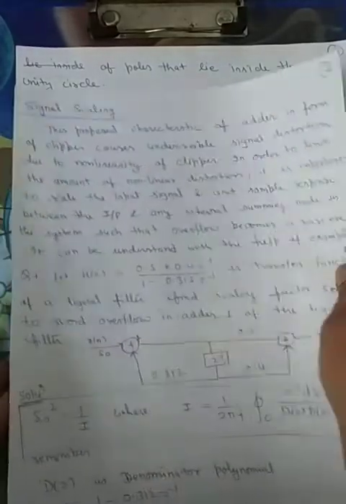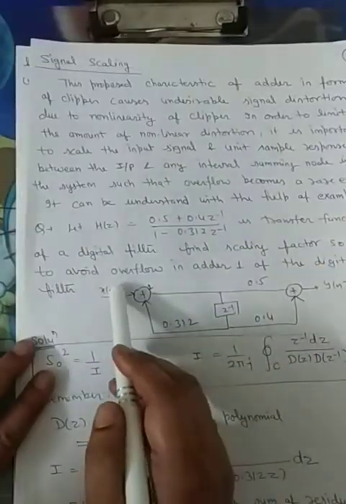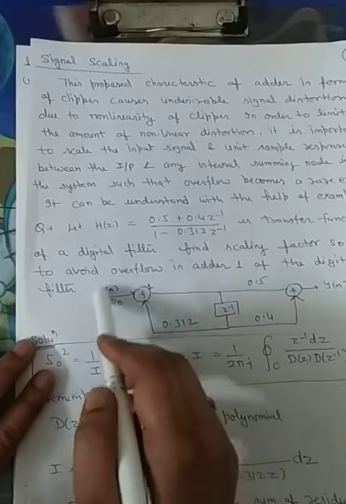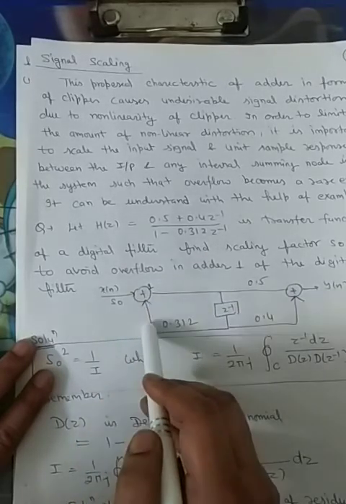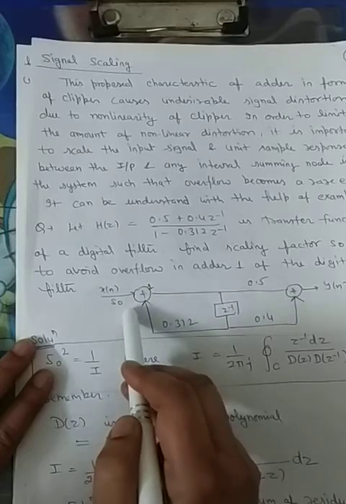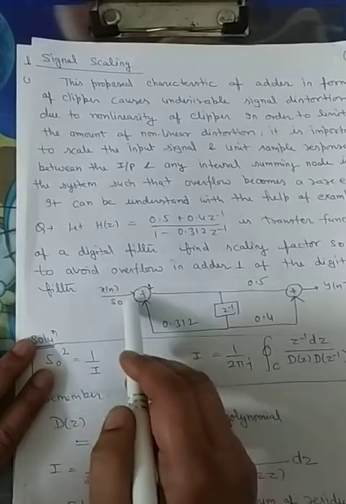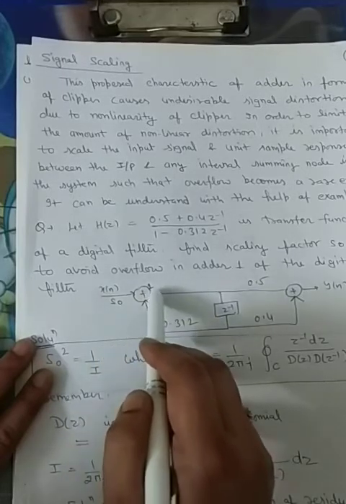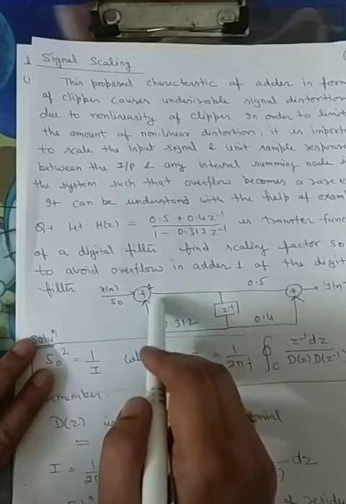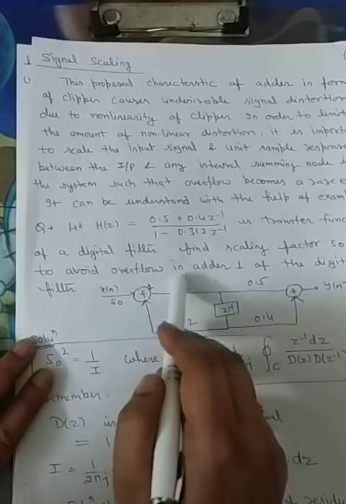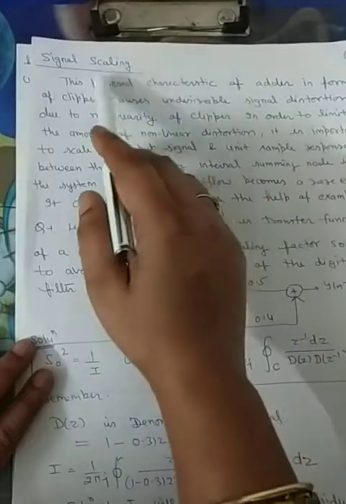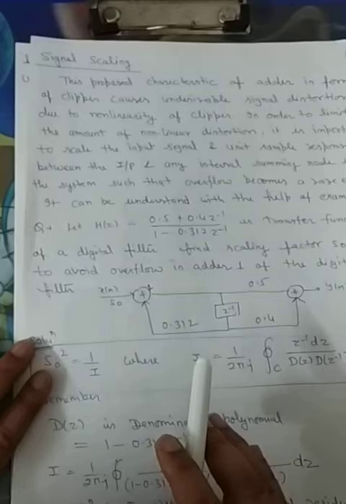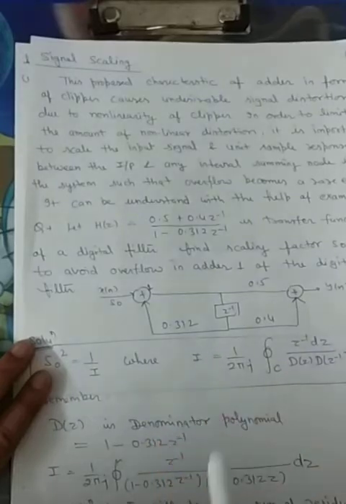At the input we have to multiply by this scaling factor. That means we have to scale down the input signal so that its amplitude is decreased by the scaling factor, and when something is added to this number, the output of the adder will not exceed its linear range. So this is signal scaling, and it should be properly considered at the time of implementation of a digital filter in hardware. Thank you.